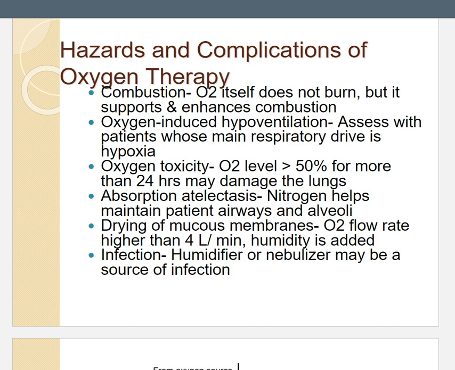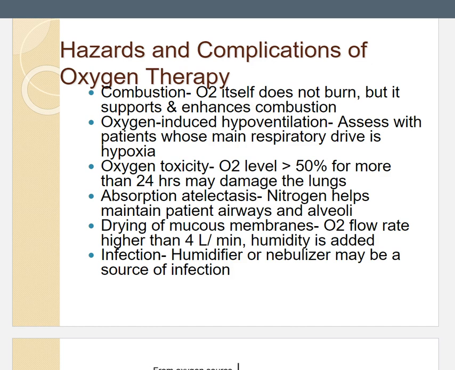Hyaline membrane formation can result. So, of course, patients will have decreased vital capacity of their lungs, decreased compliance, increasing dyspnea. Maybe they'll start developing crackles.